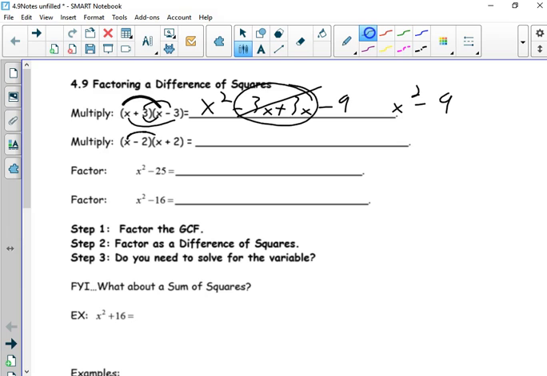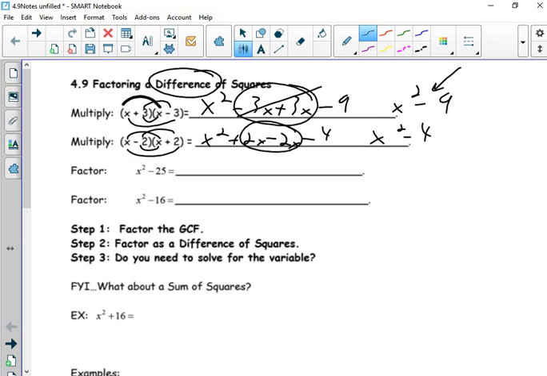Here, first times first, x squared. Outer, 2x. Inner, negative 2x. Last, minus 4. What happens here? They cancel. X squared minus 4. Now, if you notice, both of those problems are subtraction problems. Hence the word difference. And the reason it says squared is because 1 is a perfect square, 9 is a perfect square. 1 is a perfect square, 4 is a perfect square.